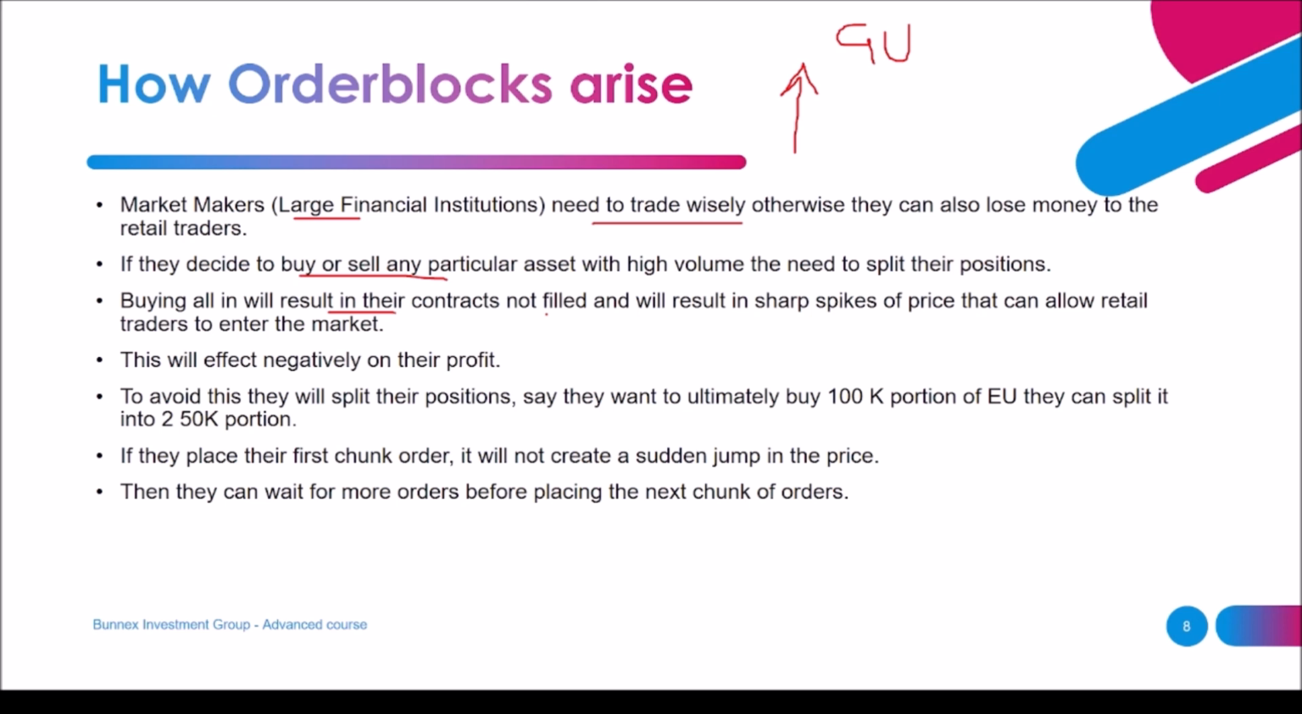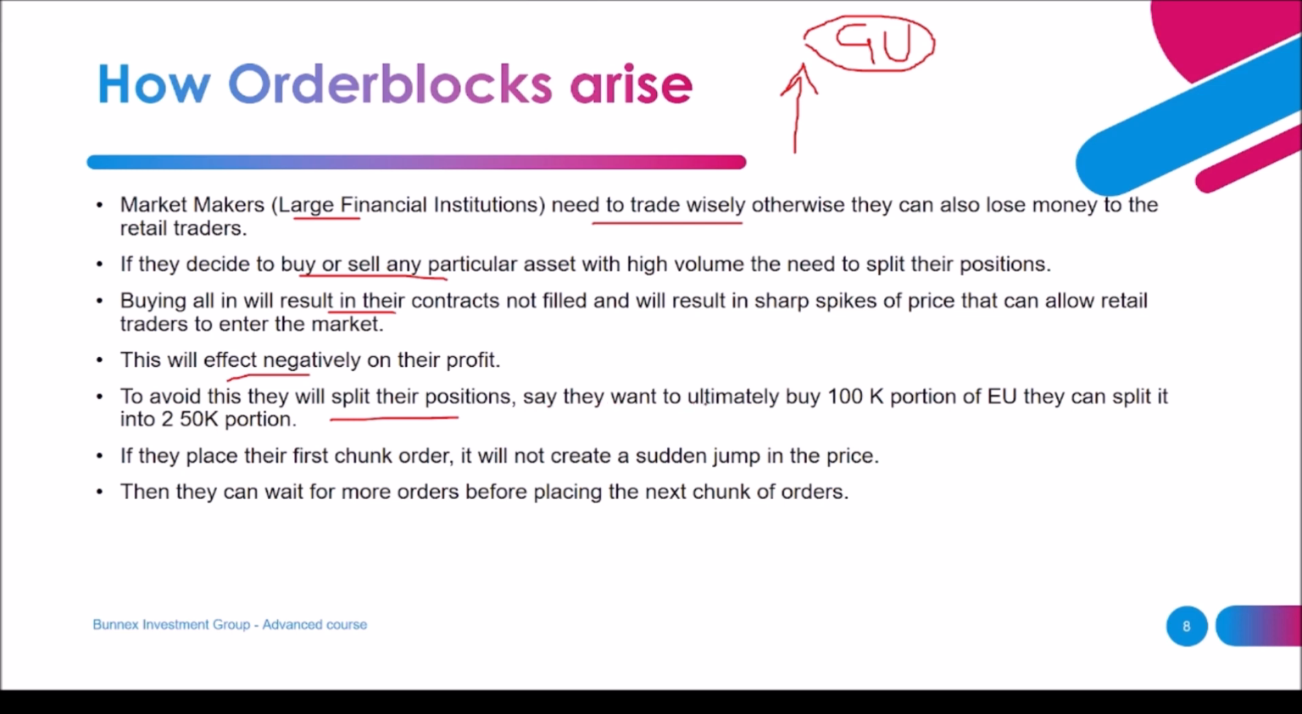By sharp spikes, we are saying if they buy all in on GBP USD, let's take this as an example, you'd see that it may actually give us green candles for the next 5 hours without any retracement. That will allow us as retail traders to enter the market using their liquidity. So this will affect their profits negatively. To avoid this, they will split their positions.